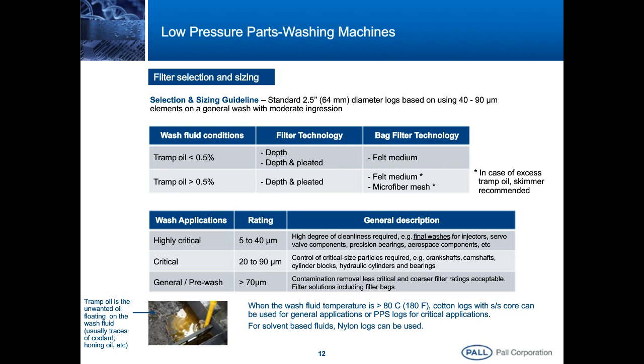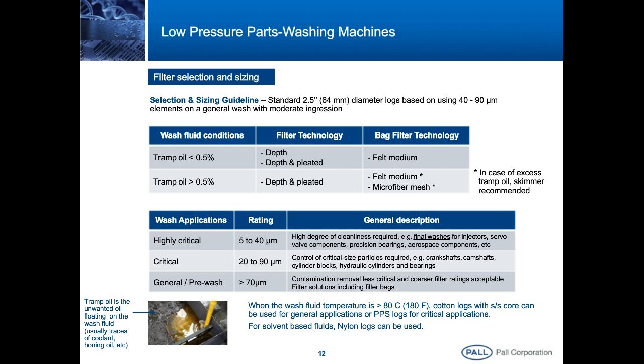If the application is critical, consider components like pistons, cylinder blocks, or hydraulic cylinders. You will select a filter rating between 20 to 90 micron. If the application is what I call a general application, then filter ratings above 70 micron can be considered. By the way, select either filter elements or even bag filters for pre-wash applications, for instance.